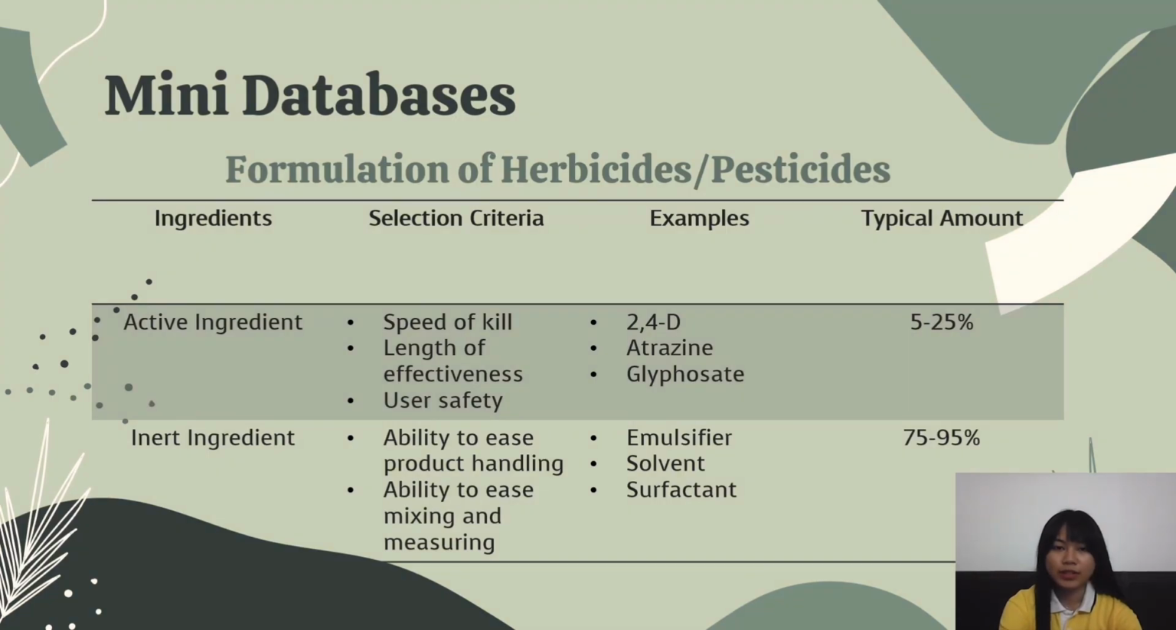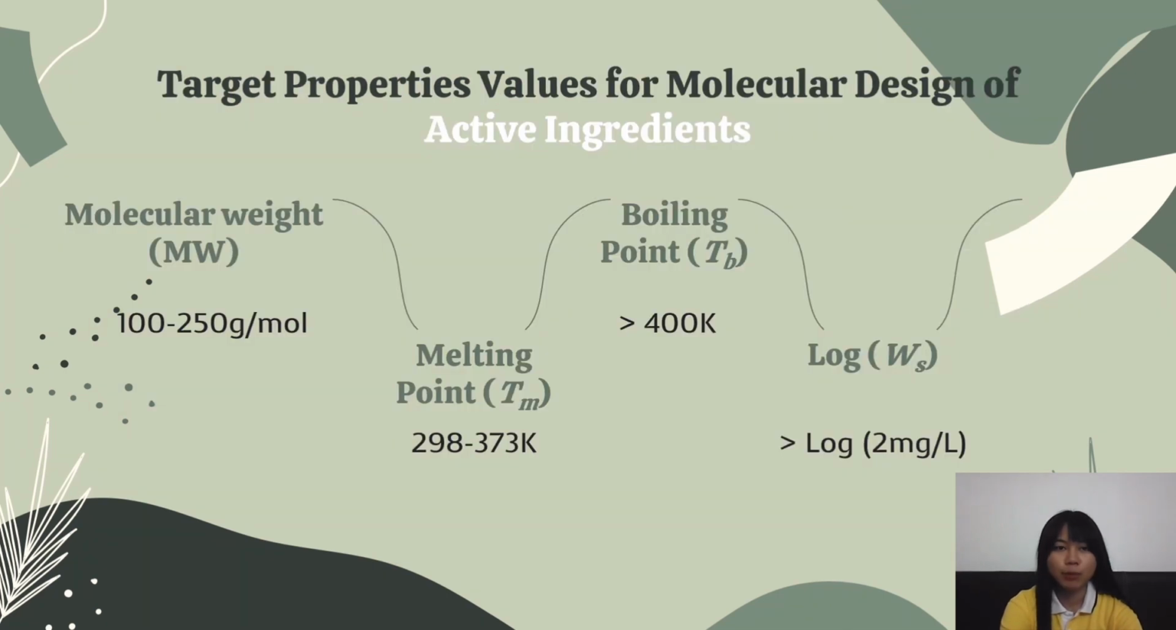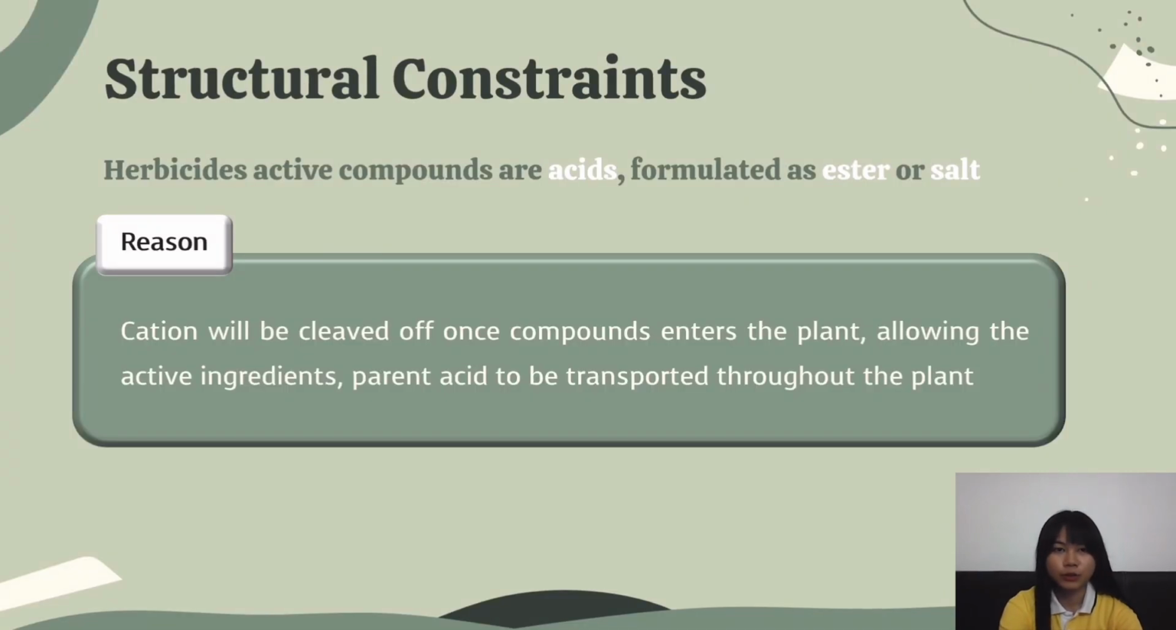The table shown here is a mini database for the formulation of herbicides or pesticides. It usually contains 5 to 25% of active ingredient and also 75 to 95% of inert ingredient. These are the target property values which will be inserted into ProChem for property constraints, including molecular weight, melting point, boiling point, and log value of water solubility. For the structural constraints, herbicide active compounds are usually acids, esters or salts.